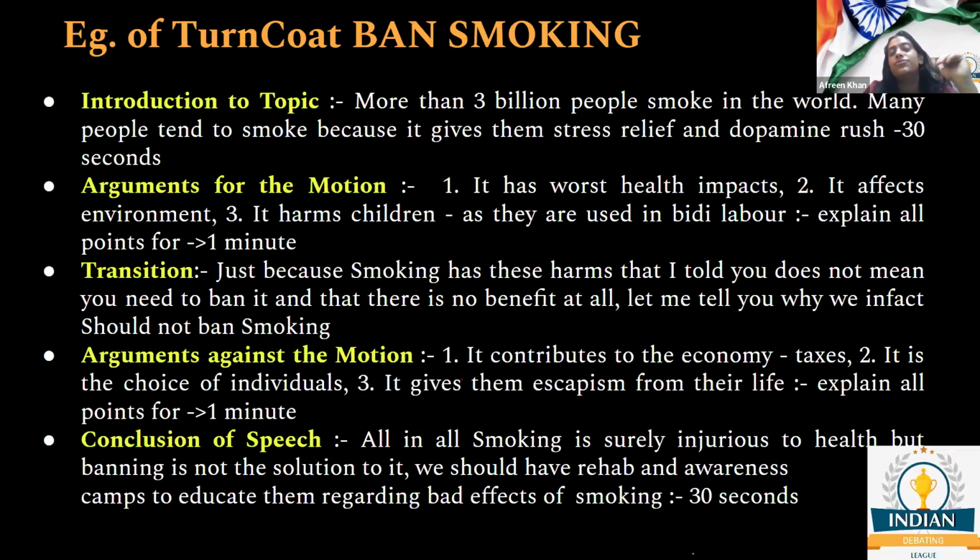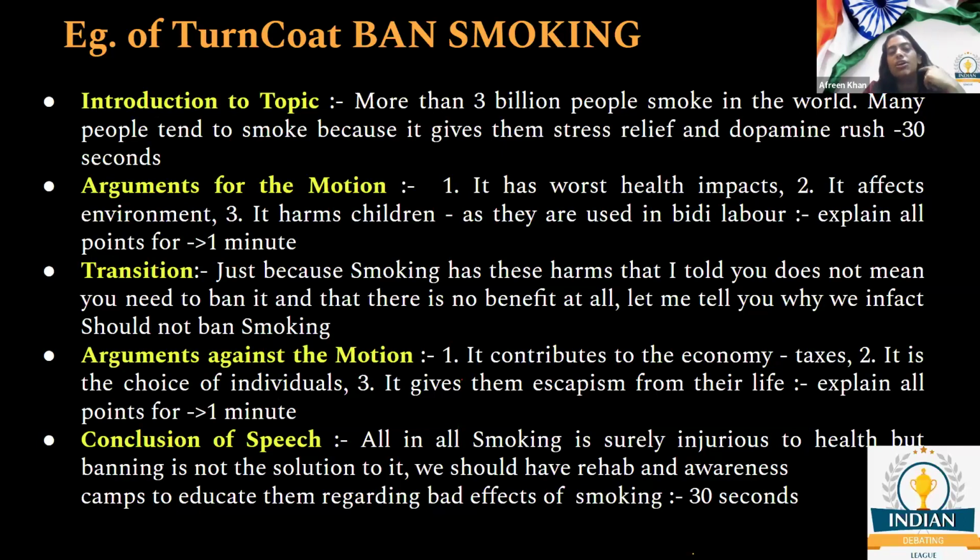Then arguments for the motion. When we talk about arguments for the motion, this is just the claims. You're still supposed to elaborate them, which means you would still have to give reasoning and examples and explain them well. So if for the motion you're giving 3 arguments, for example, health effects, environment effects, or effects on children, etc. Then once you're done with giving your arguments for the motion, you would go to the transition.